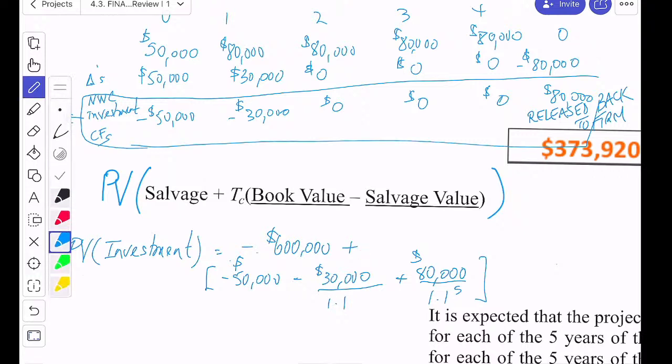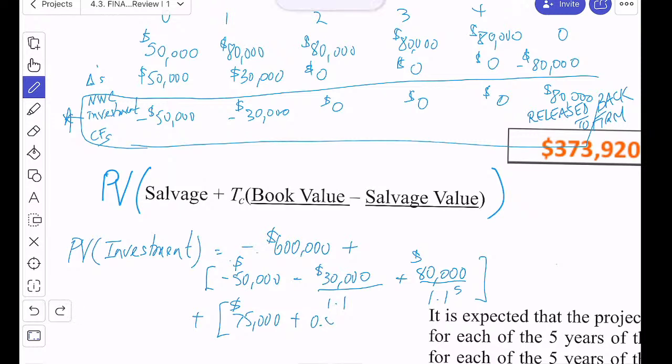And then we have the salvage effect. So then it's going to be plus, in the 5th year, it was 75,000 plus 0.4. I'm running out of space. Let me do it again.